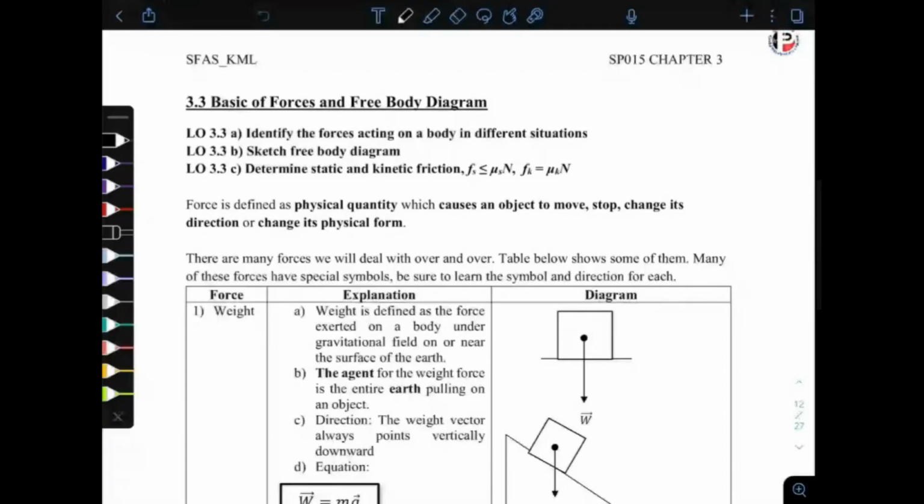Today we look at 3.3, basic of forces and free body diagram. So there are 3 learning objectives here. The first one is to identify the forces acting on a body in different situations and to sketch free body diagram. And finally to determine the static and kinetic friction.